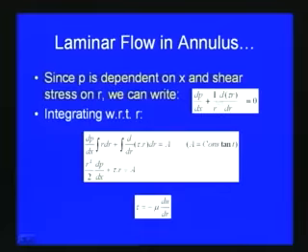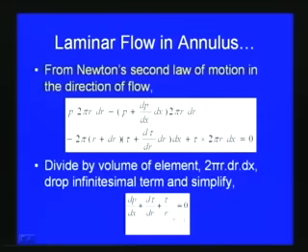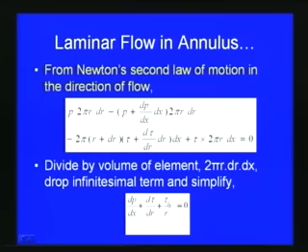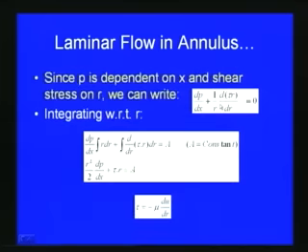Now P is dependent on x and shear stress on r. The earlier equation we can write as dP by dx plus 1 by r into d (tau r) by dr is equal to 0. So, this we can integrate with respect to r to get an expression. If we integrate, dP by dx integral r dr plus integral d by dr of (tau into r) dr is equal to a, where a is a constant.